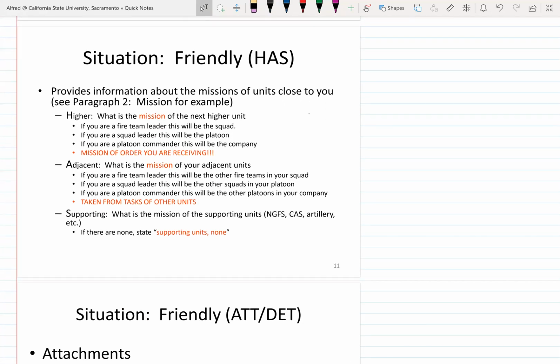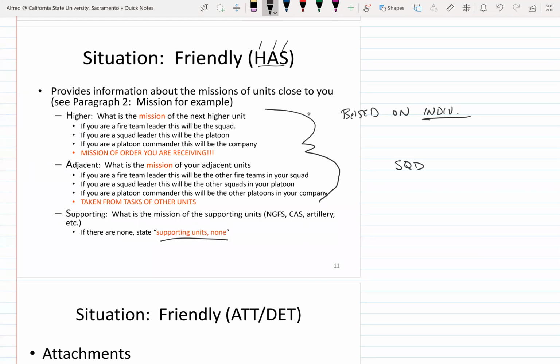Situation. This goes over friendly situation, higher units, adjacent, supporting. And the important thing to remember with these two, well, I guess with all three, but mostly these two, because this one's supporting is none. But the important thing to remember here is that it's based on whoever you are. Based on the individual, which is you, I guess.